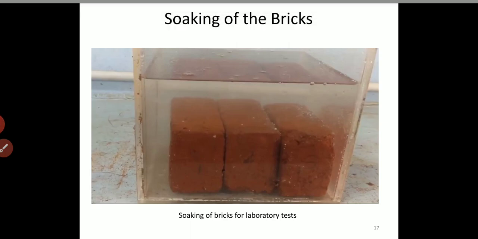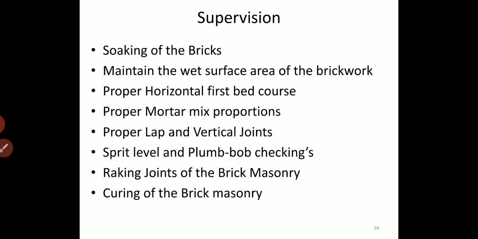Okay, the next part is supervision. This is a very important part when you are going to the site, what you have to observe or what supervision you have to do at the time when brick masonry or brick work is done. The first one is soaking of the bricks, second is maintaining the wet surface area of the brickwork, third is the proper horizontal first spread course, proper mortar mix proportion, proper lap and vertical joints, spirit level and plumb bob checkings, raking joints of the brick masonry, and also the curing of the brick masonry. So we will discuss it one by one.